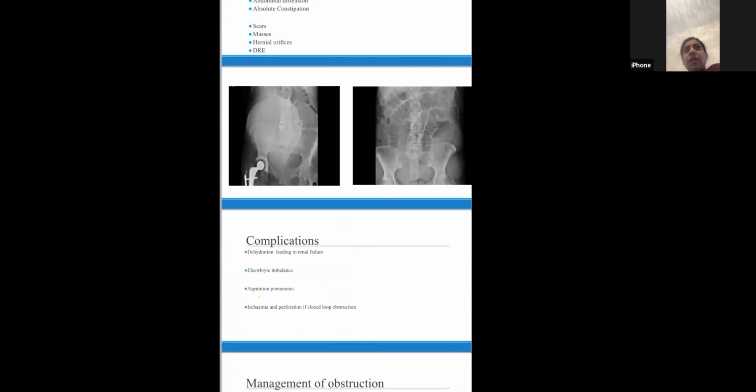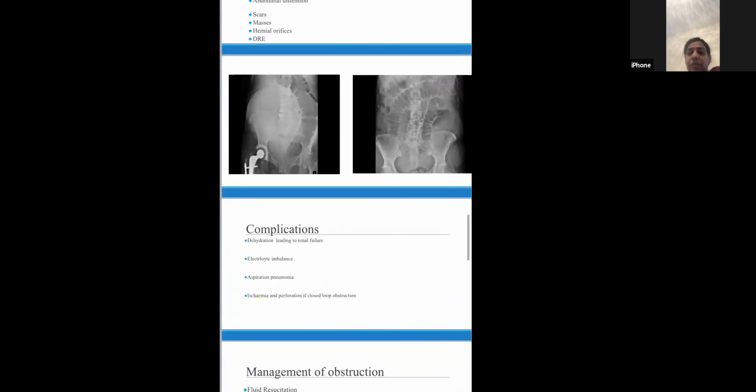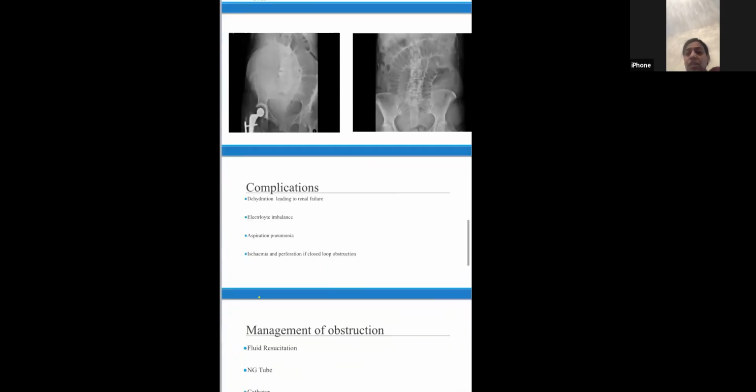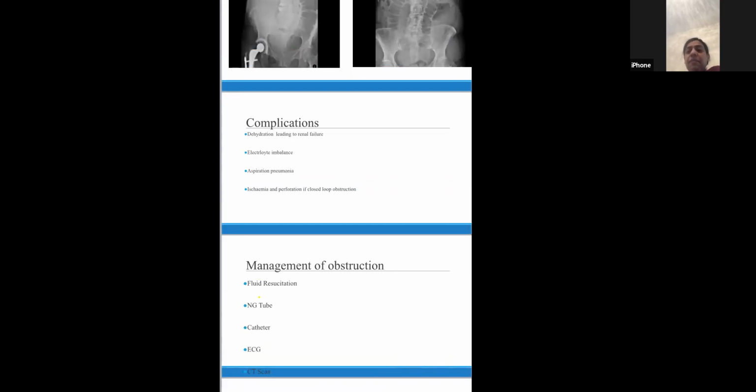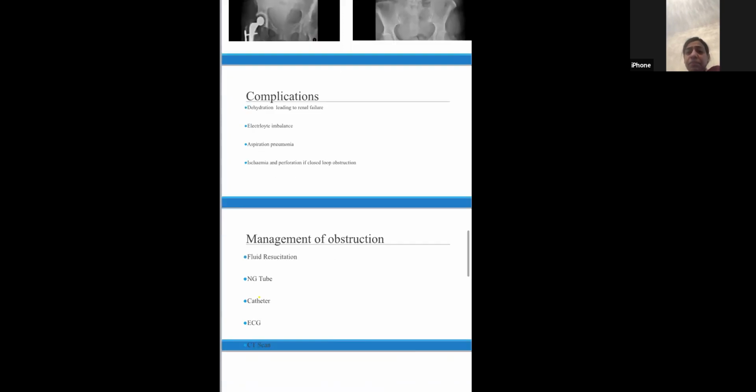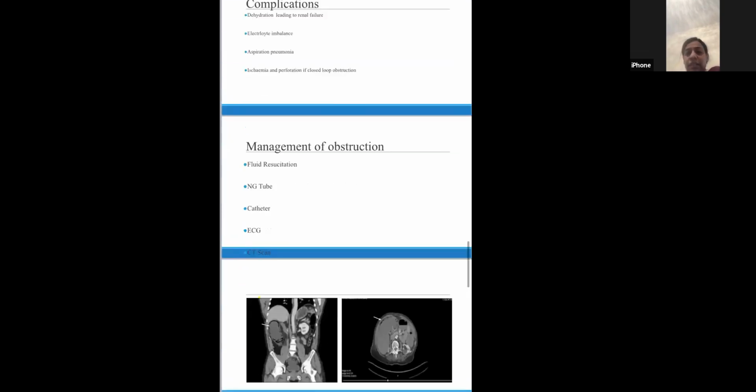And if there is a closed loop, i.e. to say there are 2 points of blockage within a segment of the bowel, the blood supply to that segment can get compromised. And that can develop ischemia and finally get perforated from that. So long as you know what these complications can be, what you try and do is to minimize them and prevent the patient from having any of those catastrophic events. So fluid resuscitate them. Make sure you've got an NG in, so that when they are anesthetized, they don't vomit and aspirate. They've got a catheter in, you've done an ECG, and you've done a CT scan.